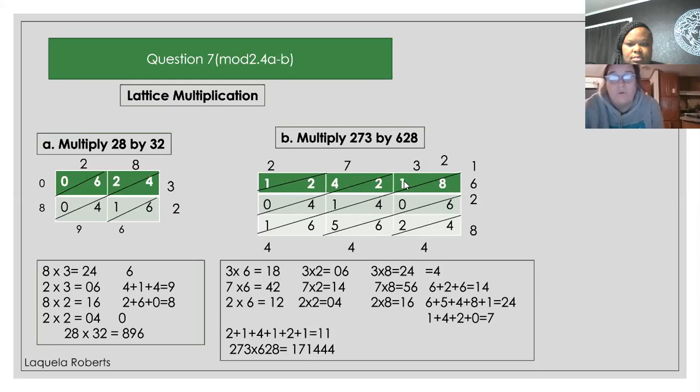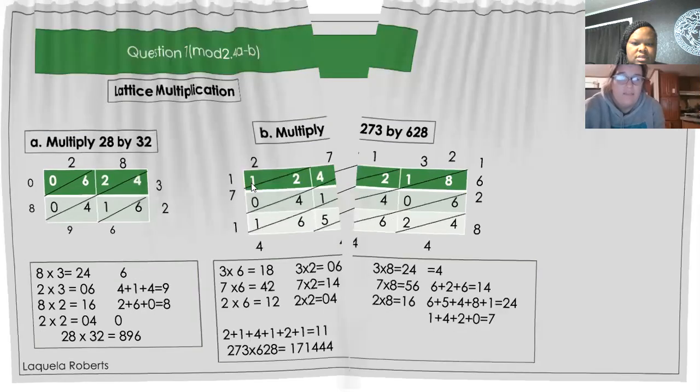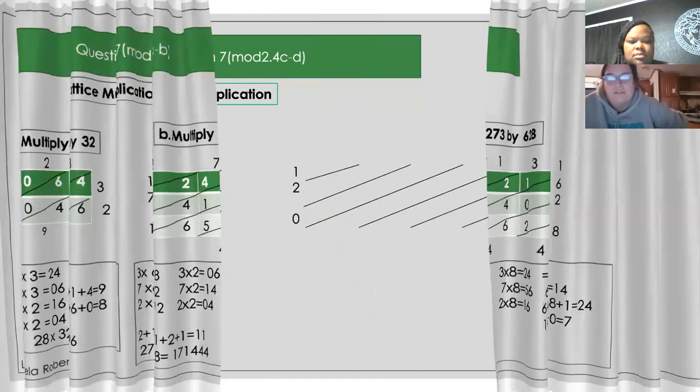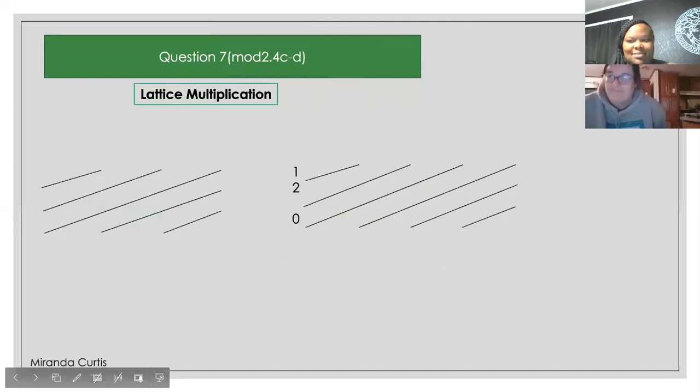Now we're going to go 2 plus 1 plus 2 plus 1 plus 4 plus 1, and that gives, where did the other letter go? It gives us 11. We have 1 down here, and the other one's going to pop up in a second because it likes to do that. And then we're going to go 1 plus 4 plus 2, and it's going to give us 7. And then we're going to bring down our 1, and that will give us 171,444.